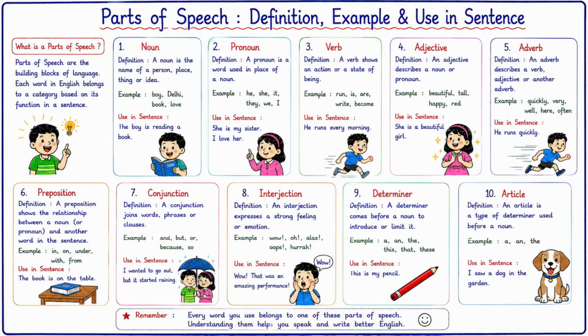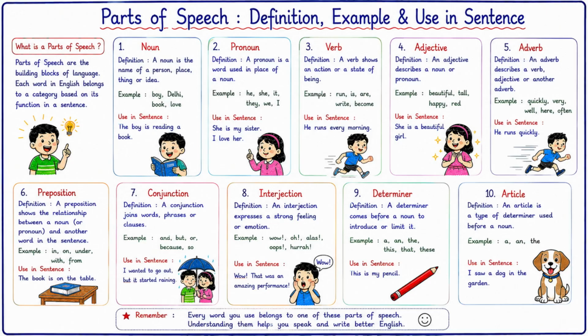So, let's begin. What exactly are parts of speech? Parts of speech are the different categories of words based on the job or function they perform in a sentence. In simple words, every word we use in English plays a particular grammatical role. For example, in the sentence, "The boy is reading a book." The word boy is a noun. Is reading is a verb. And the and a are determiners or articles.